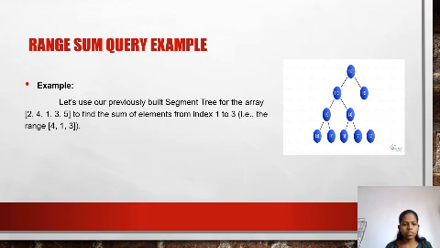Let's see another example. Let's use our previously built segment tree for the array 2, 4, 1, 3, 5 to find the sum of elements from index 1 to 3. The range will be 4, 1 and then 3. In this example, we will find the sum of the elements. Sum of 2 and 4 we got 6, and sum of 1 and 3 we got 4. Then sum of 6 and 4 we got 10, and then finally sum of 10 and 5 we got 15. This is the example for range query.